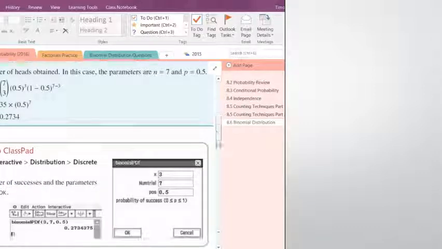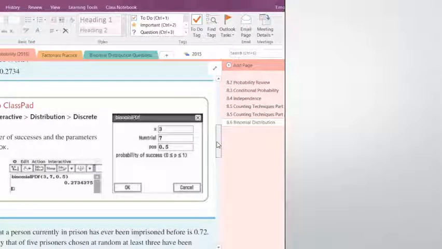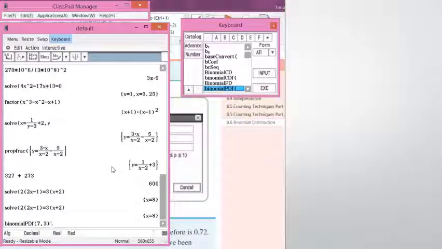Let's see. I'm missing the probability, I see. So 3 comma 7 comma. Let's just use interactive, it's a bit easier.